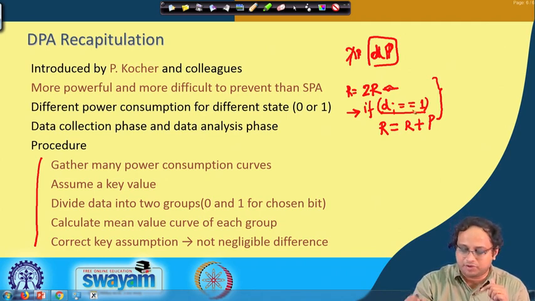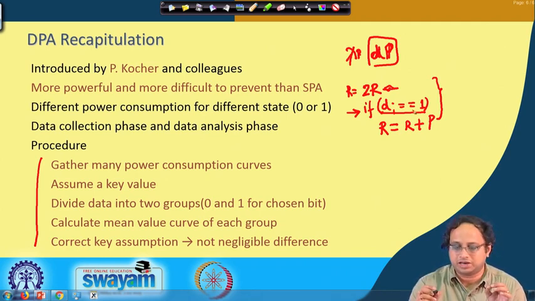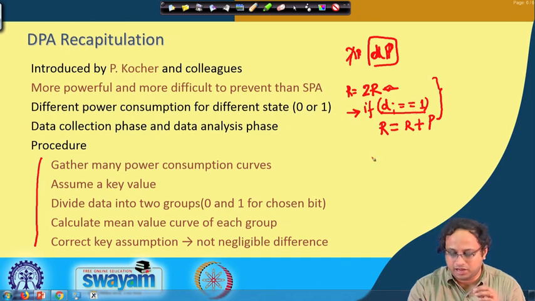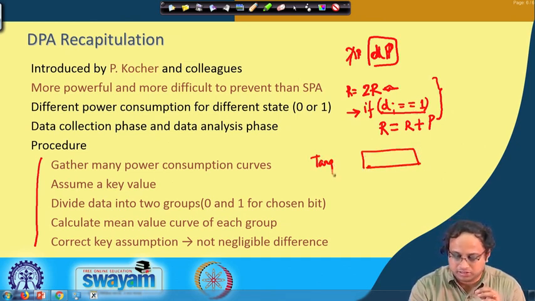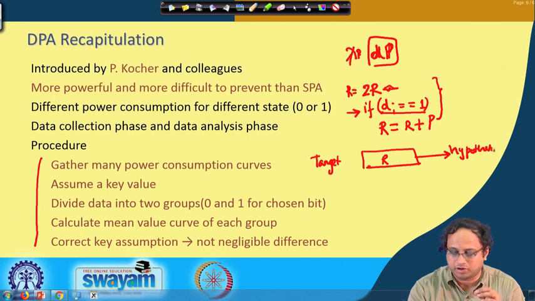So the idea is that if my guess is 0, then I will be trying to estimate what would be the value of r. So my target in this case is the register r, and from there I will be trying to predict my hypothetical power value. In case of CPA, you basically find out the hypothetical power value.